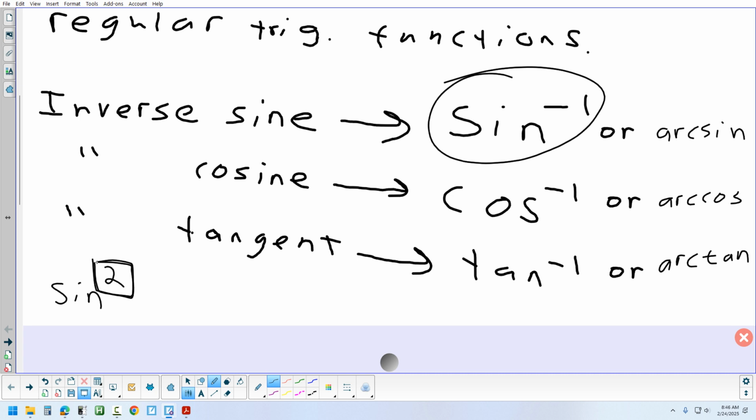Another way you might see inverse sine written is arc sine. It means exactly the same thing. Same for inverse cosine and inverse tangent. You might see arc cosine or arc tangent. They're just different abbreviations for inverse trig. Now, you'll notice there are three missing. We've talked about three other trig functions besides sine, cosine, and tangent: secant, cosecant, and cotangent. You can do inverse trig with those. It's just not something we really focused on in this class.